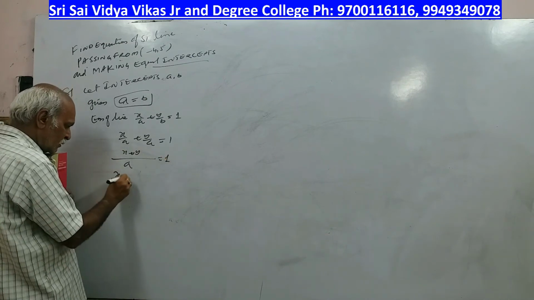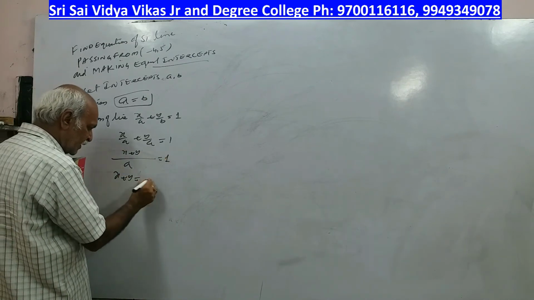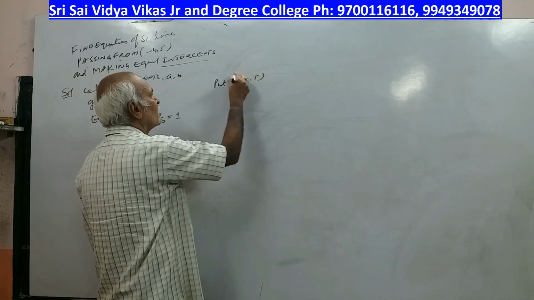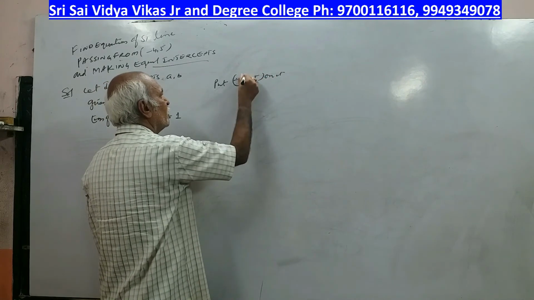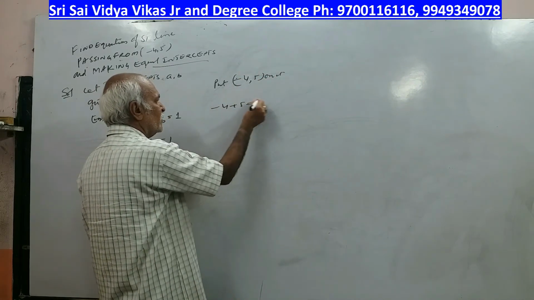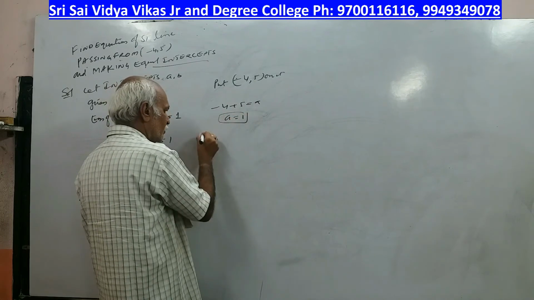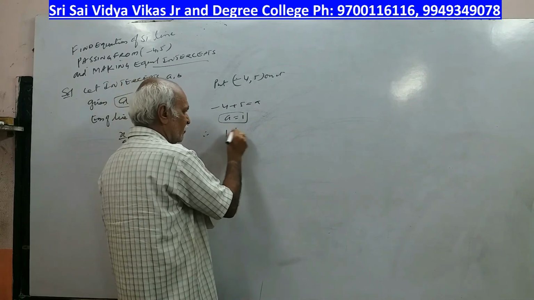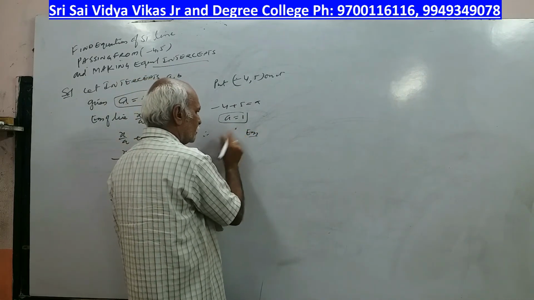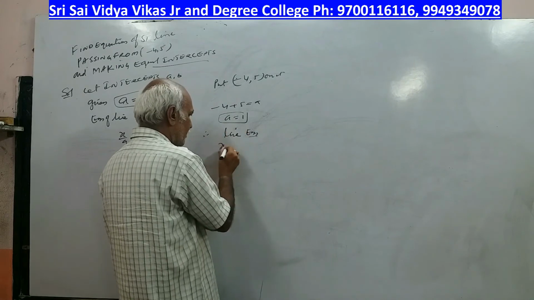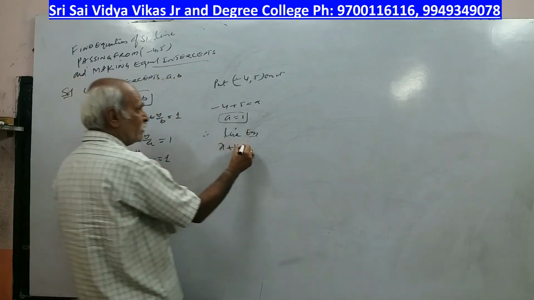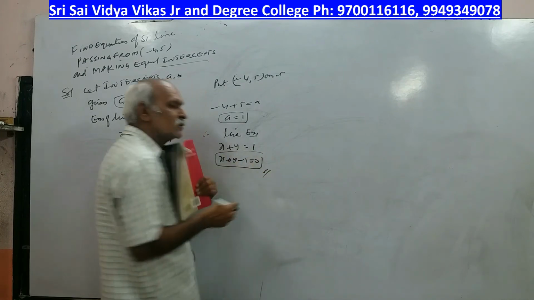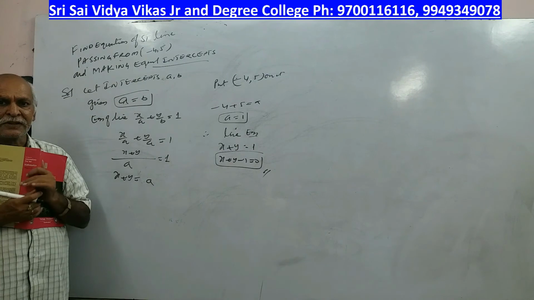So x plus y is equal to a. Now put (minus 4, 5) on it. Then what happens, sir? Minus 4 plus 5 is equal to a, so a is equal to 1. Therefore, the required line equation is x plus y is equal to a. What value did a come, sir? 1. Therefore x plus y minus 1 is equal to 0. Here equal intercepts case is given. Note this.